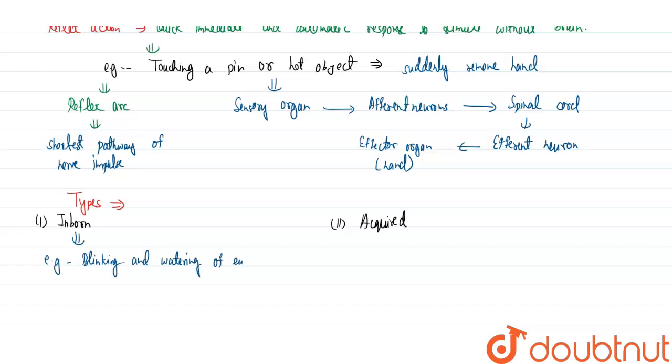And acquired reflex action is what we acquire from the environment. An example is the watering of the mouth, or salivation, whenever we see tasty food. So basically this is the example of acquired reflex action. I hope this answered your question.